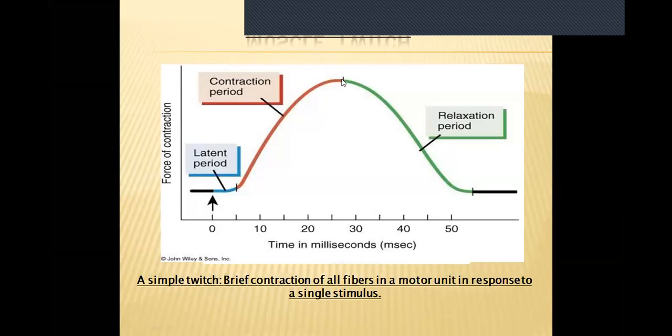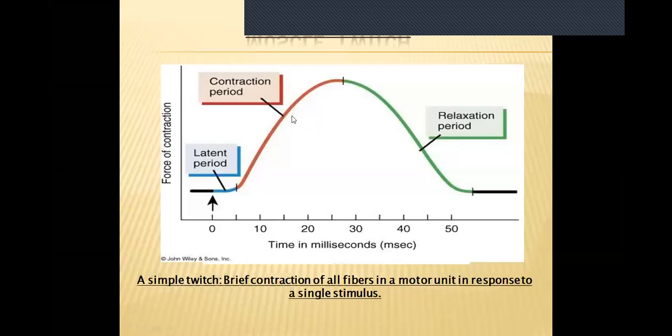Once the muscle contraction period is about to end, all the calcium ions go back into the triad system, or T tubules and cisternae. Then automatically the relaxation period will start. So the third phase is the relaxation period. Once the relaxation period is over, again a gap period or latent period will be there for the second muscle twitch.